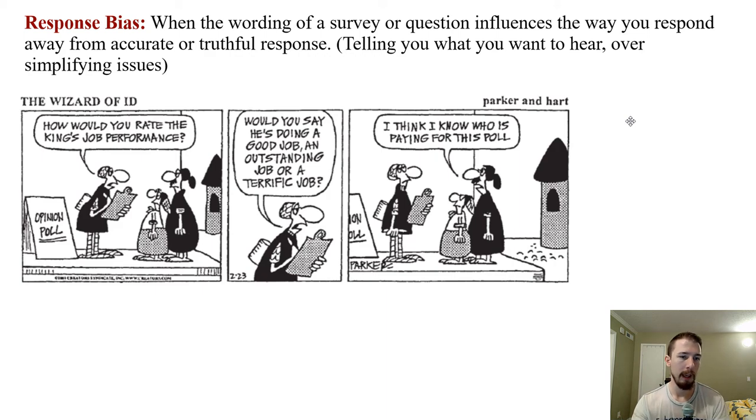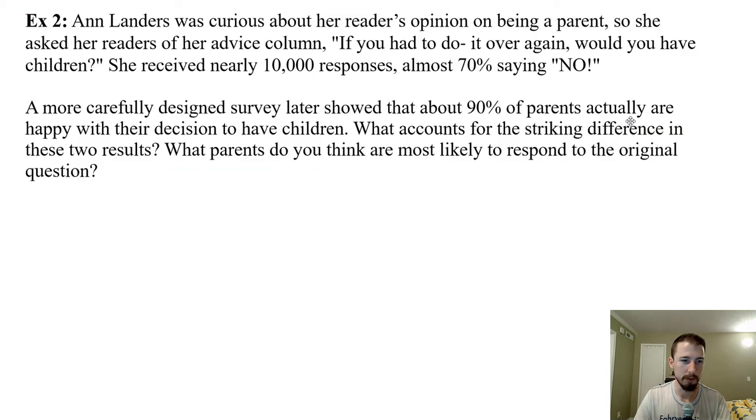So, Wizard of Id. How would you rate the king's job performance? Would you say that he's doing a good job, an outstanding job, or a terrific job? And then he responded, "I think I know who's paying for this poll." So clearly they're being persuaded just in the wording of it. They really don't have any negative options. It's either good, outstanding, or terrific, so you know who's paying for the poll. So, kind of fun. Another example of response bias.